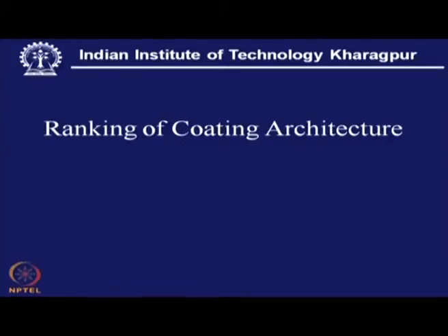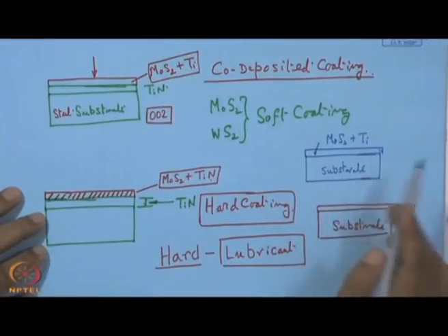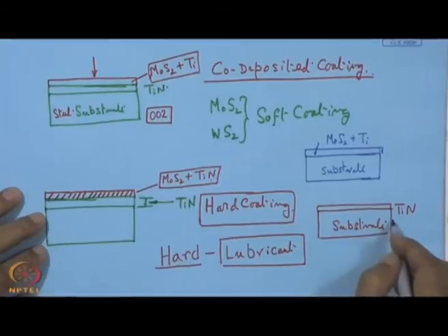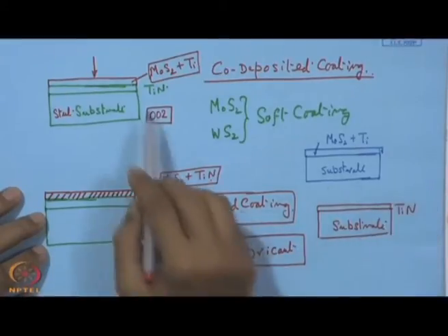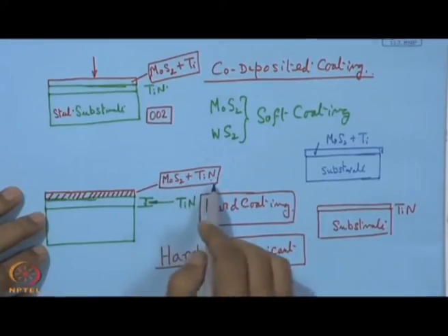Now, the question is that these are the architectures. How can we rank these coating architectures? For ranking these coating architectures, we have to find some ways or means. That means this coating has to undergo some kind of characterization, and it is going to be a mechanical sort of characterization. We have just molybdenum disulphide without any support of TiN, we have a conventional hard coating TiN, and we have MoS2 with TiN support, and this is a composite coating.